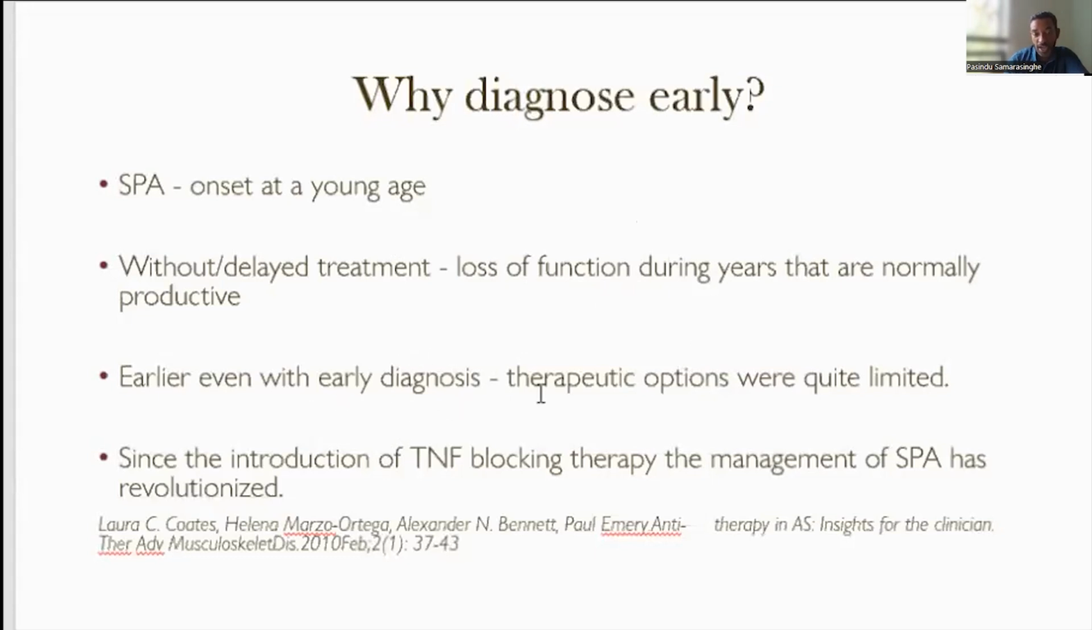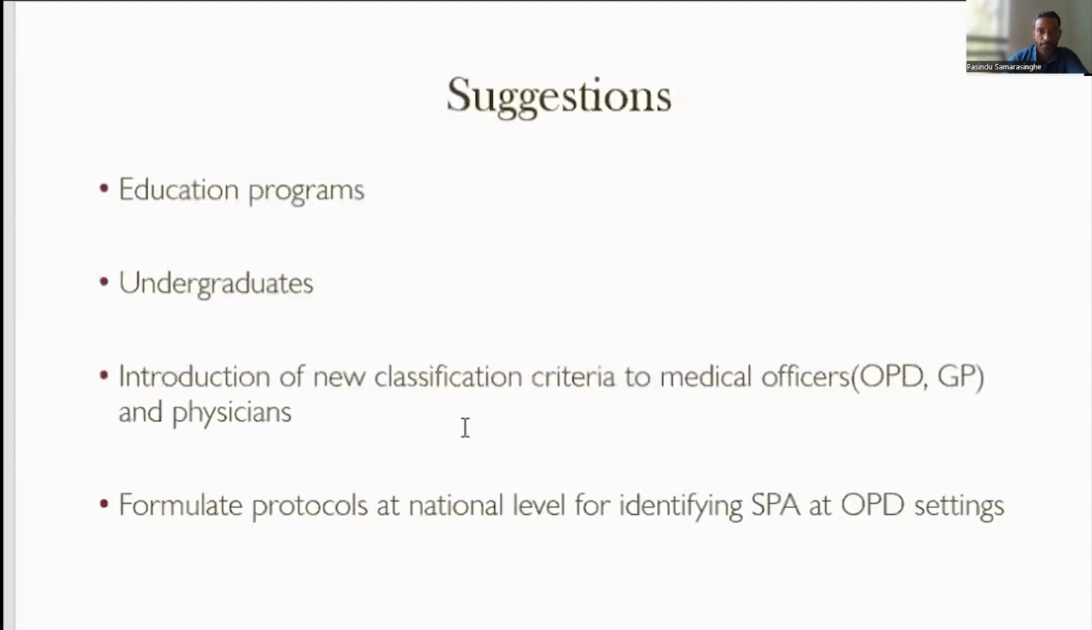So, why we should diagnose early is because earlier, even when we diagnosed at an earlier stage, we still didn't have much treatment options. But now with biological treatment, we can treat them early in the disease. So it's very important to diagnose this condition early. So we should be having more education programs like this to describe this condition, because you don't have to wait till X-rays. You can do MRI and diagnose them early.